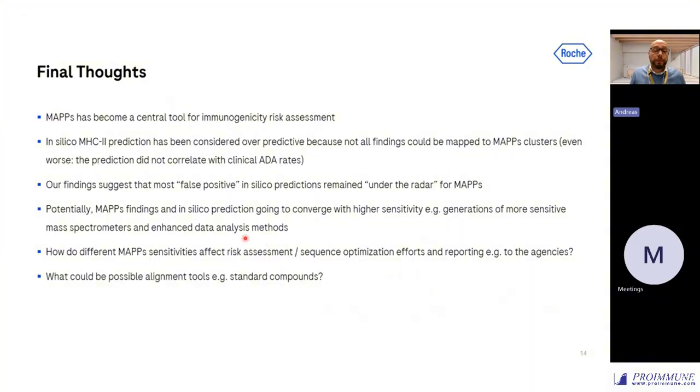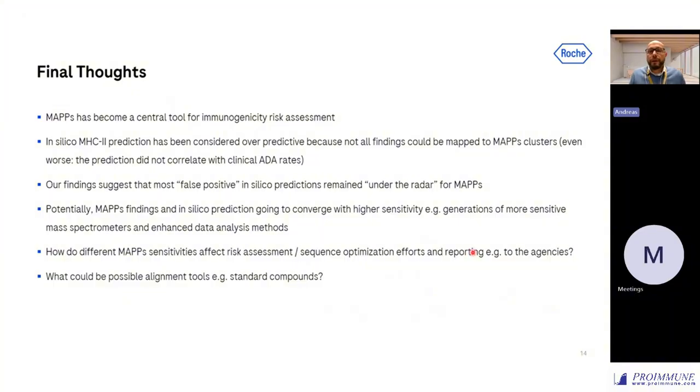And I guess now the question which is in the room: how different MAPS sensitivities can affect the risk assessment or sequence optimization effort, and reporting, for example, if there are already efforts ongoing that we should have more preclinical data reported for IND filings.